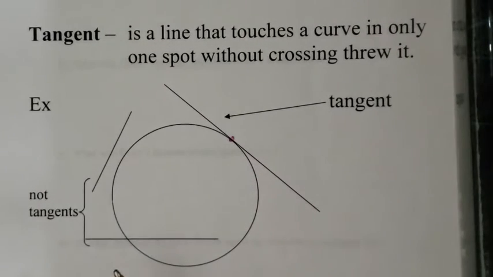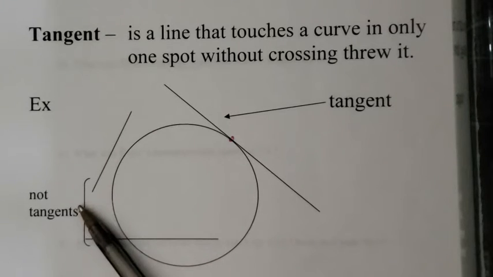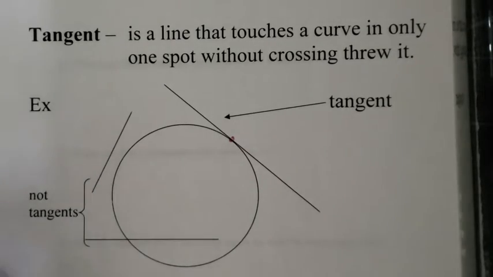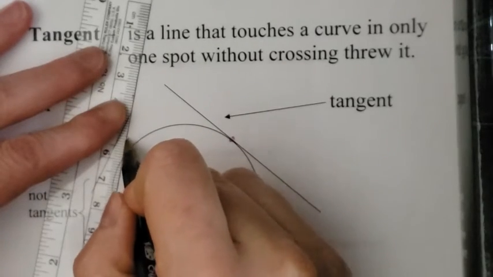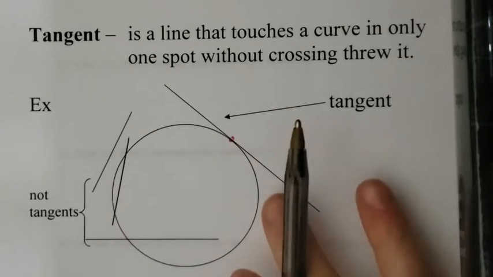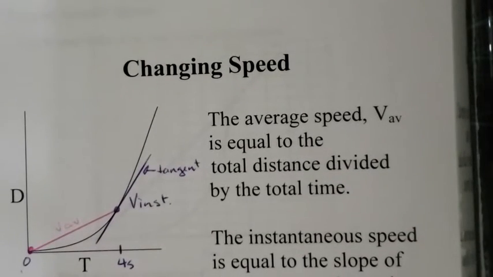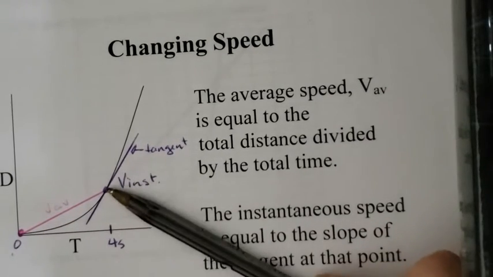Then I've got a couple examples which are not tangents. So if you miss the curve, that's not a tangent. If you cut through the curve, that's also not a tangent. And there is actually another example. What if I cut through in two spots? So if I draw a line that cuts through in two spots, 1, 2, that's also an example of something that's not a tangent.